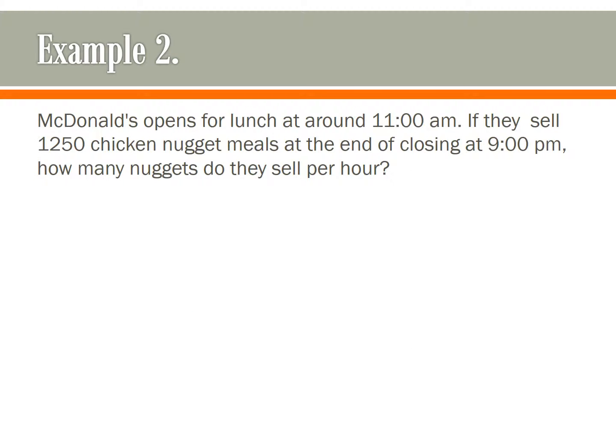Let's do a word problem now. Don't be scared of word problems, by the way. They're no big deal. It says McDonald's opens for lunch at around 11 o'clock a.m. If they sell 1,250 chicken nugget meals by closing at 9 p.m., how many do they sell per hour? So we're selling 1,250 chicken nugget meals. How many of those meals do they sell per hour? Well, how many hours are we talking about? From 11 to 9 p.m., that's going to be a total of, you guessed it, 10 hours.